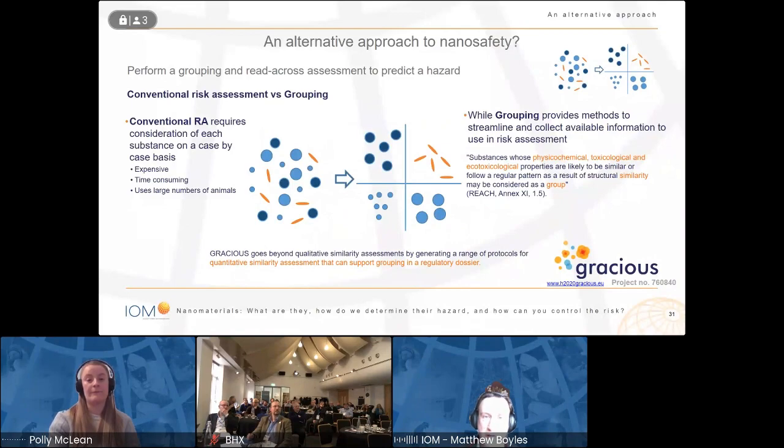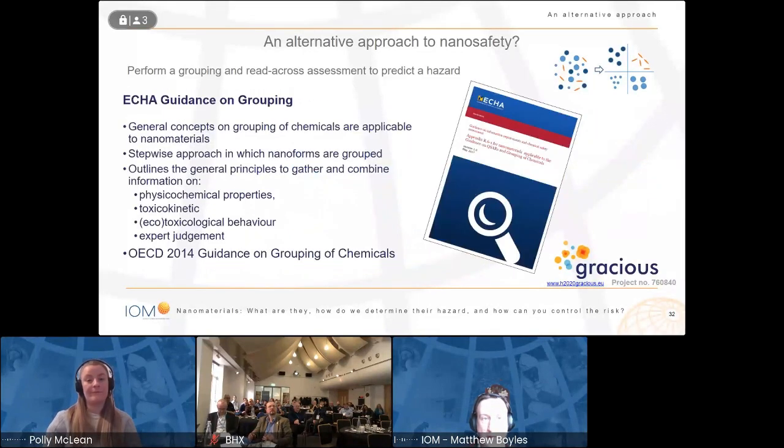So if you find a material that has a similar physicochemical property or a similar tox endpoint, then you can reliably group these with similarity testing, and it allows you to put a regulatory decision on something without doing extensive testing. We've been involved in a project called Gracious, which is setting up a framework that allows you to do this for nanomaterials. It puts together a quantitative assessment to support grouping of nanomaterials for submission in regulatory dossiers.